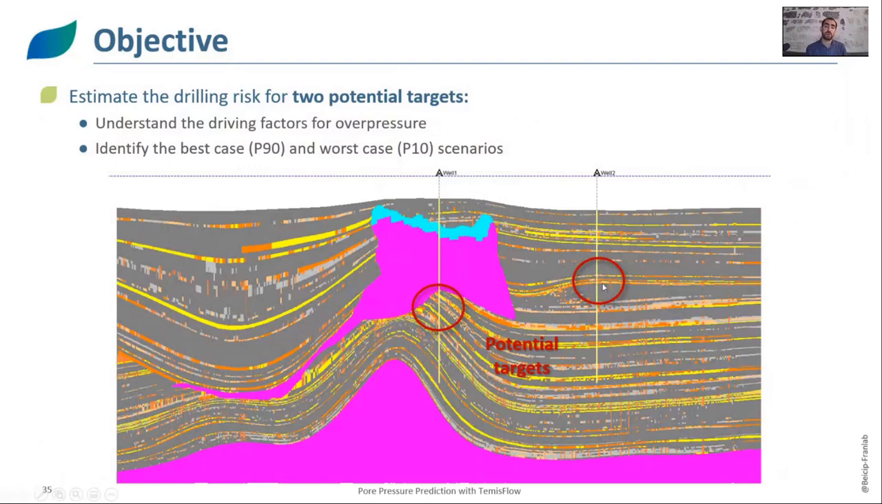So here the objective is to understand the driving factors for the overpressure and to identify the best case scenario, so the P90, and the worst case scenario for the drilling. So what would be the best pressure regime and the worst pressure regime we can expect in that area.